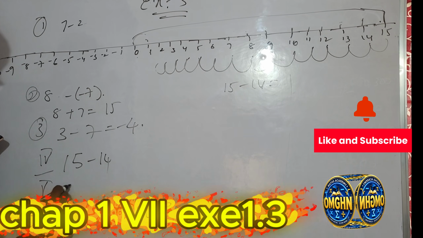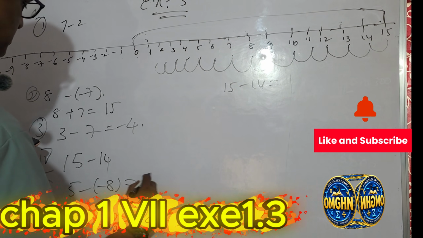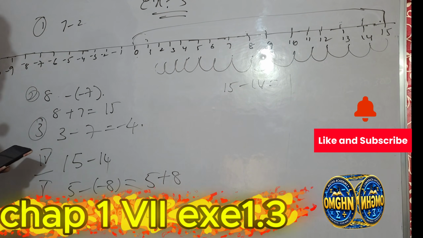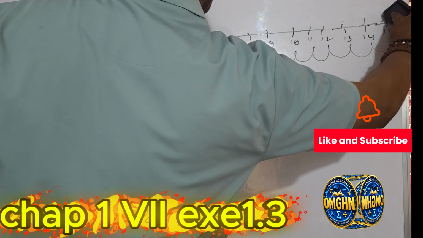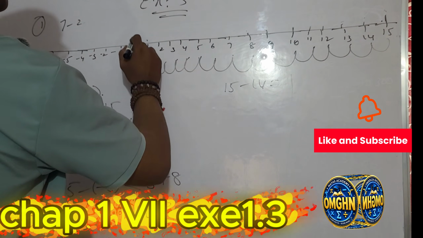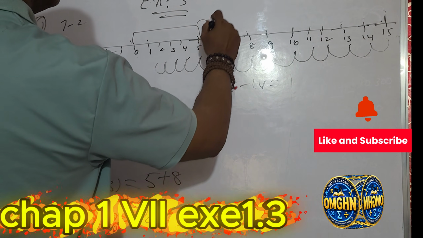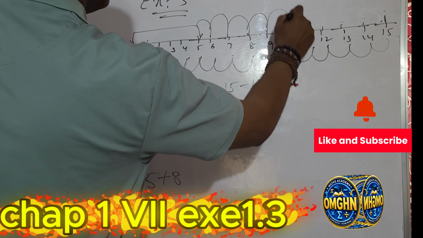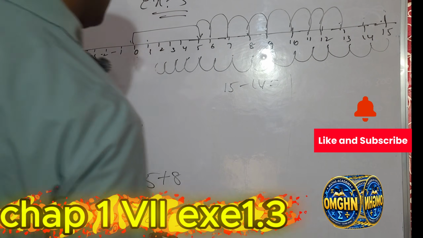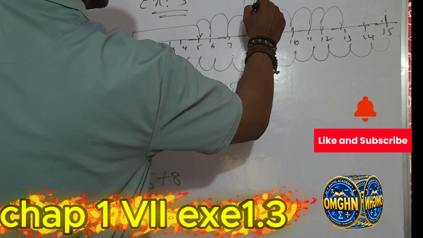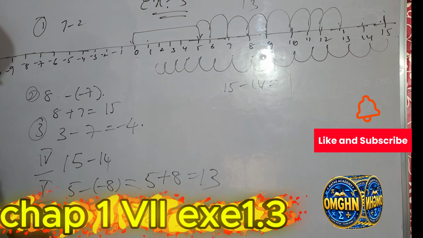Fifth one. 5 minus 8. Minus into minus is plus. So, 5 plus 8 here. We have to add it here. That is 5 plus 8. 1, 2, 3, 4, 5, 6, 7, 8. So, how much is the answer? 5 plus 8 is equal to 13. Now, last sum.